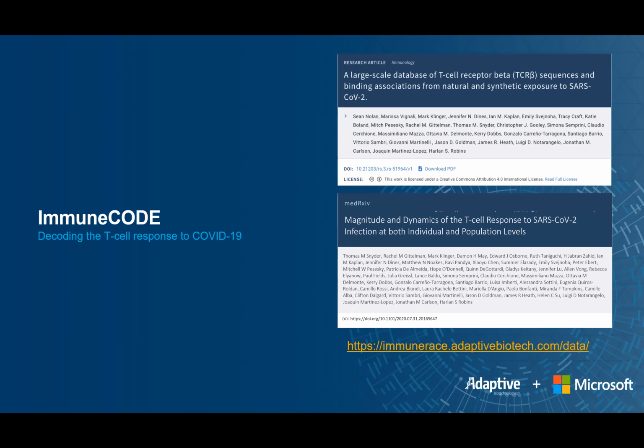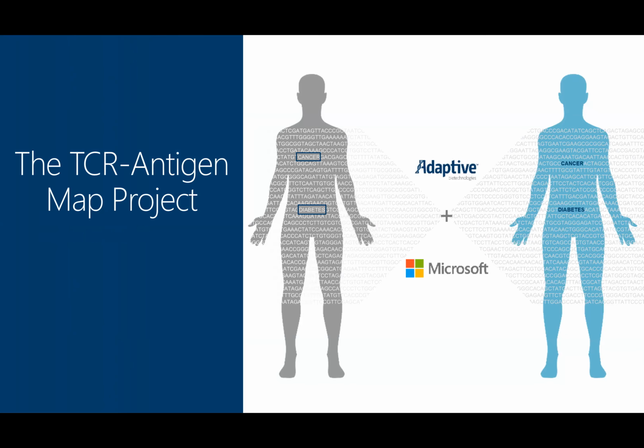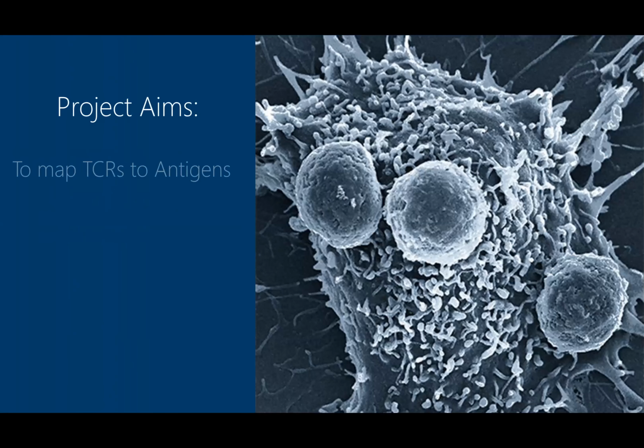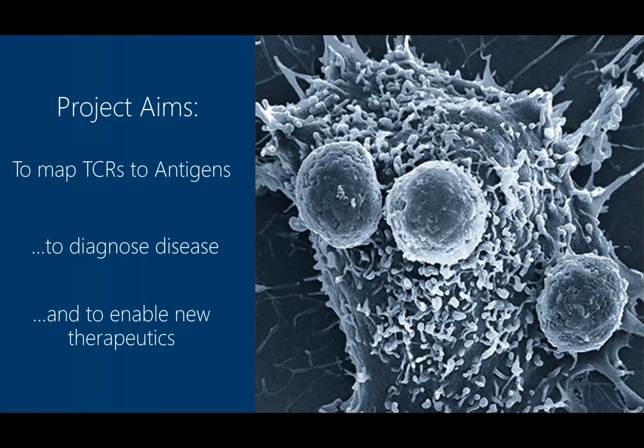So first, some context. I presented at the AIRR-C meeting in Italy last year an overview of this project, but about 2.5 years ago, we launched this partnership between Adaptive and Microsoft that we call the TCR Antigen Map Project. The goal of this project is really to develop the data and computational tools that allow us to map T-cell receptors to antigens to diagnose and treat disease.